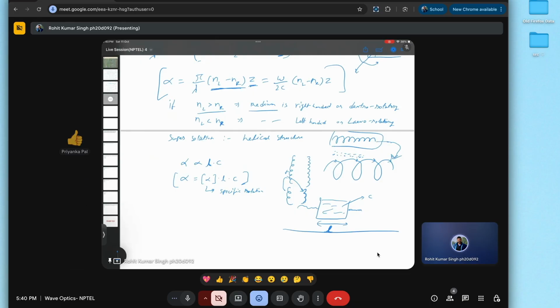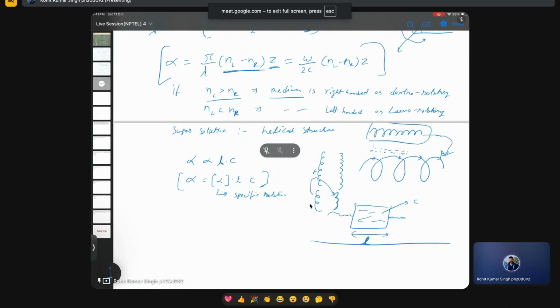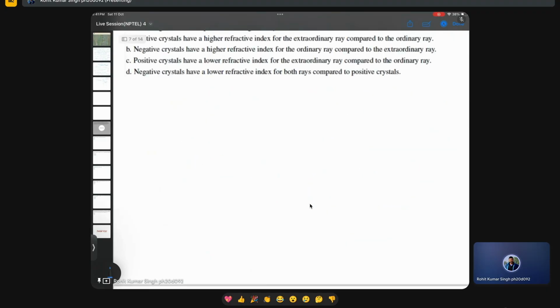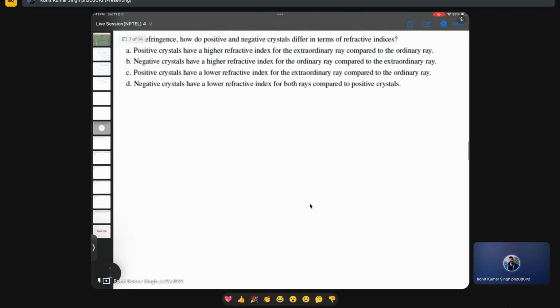Okay, anything else? If not, we can go through some examples. Just as a revision of all the concepts, I have put some examples from last session also. So the first one is this one, a simple one.